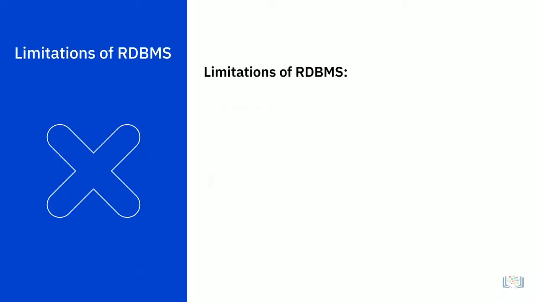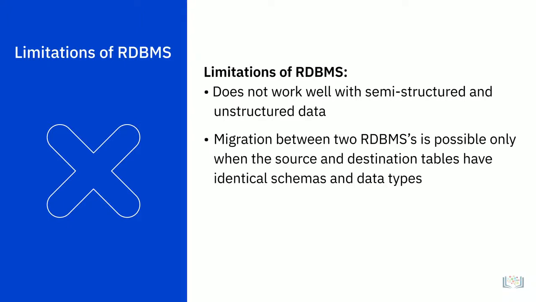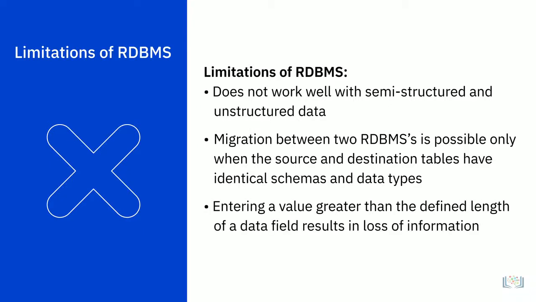This brings us to the limitations of RDBMS. RDBMS does not work well with semi-structured or unstructured data, and is therefore not suitable for extensive analytics on such data. For migration between two RDBMSs, schemas and type of data need to be identical between the source and destination tables. Relational databases have a limit on the length of data fields, which means if you try to enter more information into a field than it can accommodate, the information will not be stored.